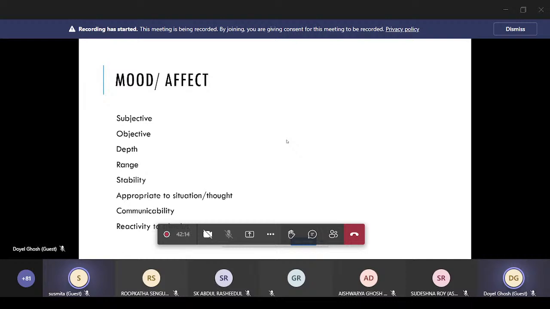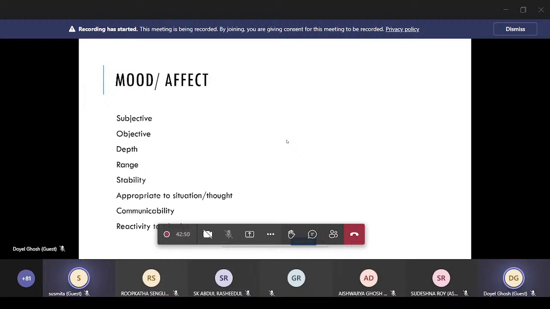What is the depth? Is it shallow? Is it deep? That you need to assess. He's saying he's depressed, but the depth is not there. He's like, yes, I'm depressed, but the depth is not there. What is the range? Is it normal? Is it restricted? Is the range only on the negative side, or is it a normal range? Some days it is happy, some days it is sad. The whole range is there.